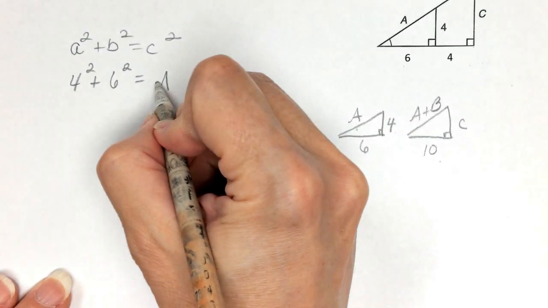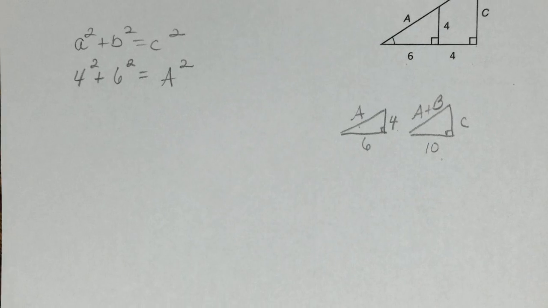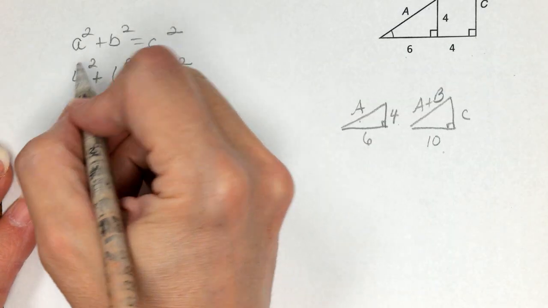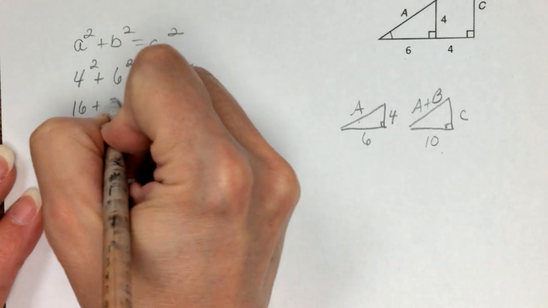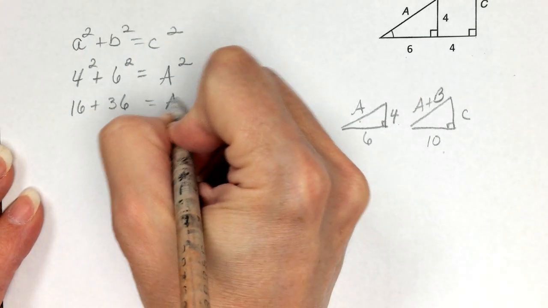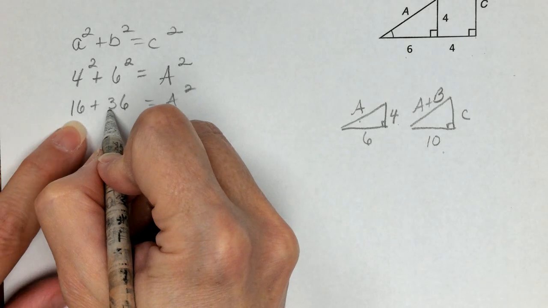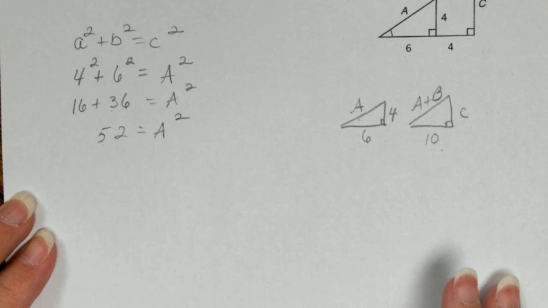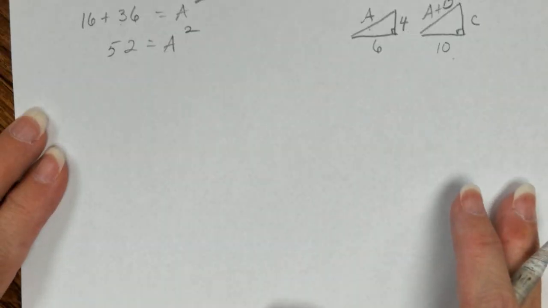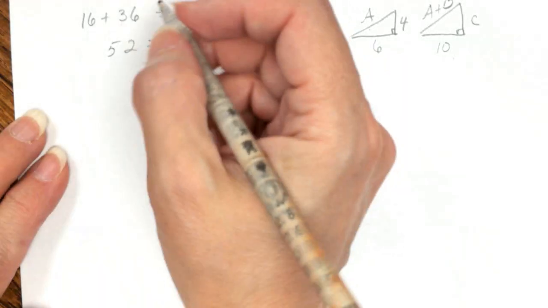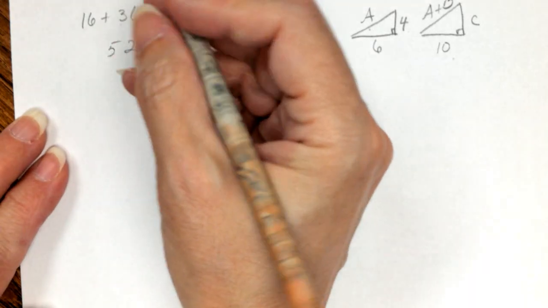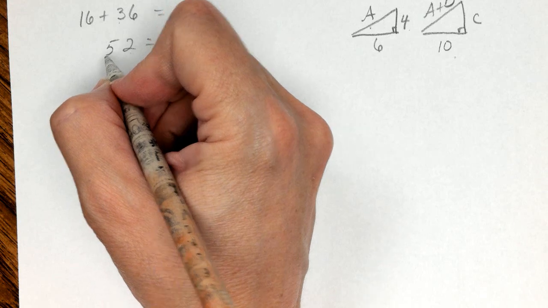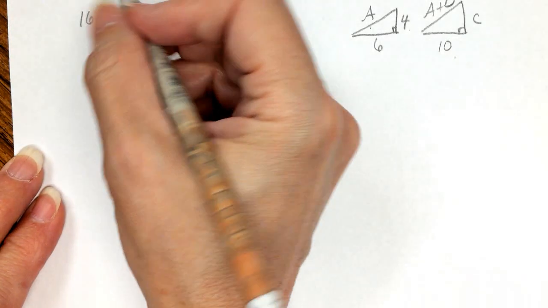So capital A squared. Okay, and then we just simplify this side. 16 plus 36 equals A squared. 52 equals A squared. All right, that will simplify a little bit. This is 2 times 26, but 26 is even. This is 4 times 13.